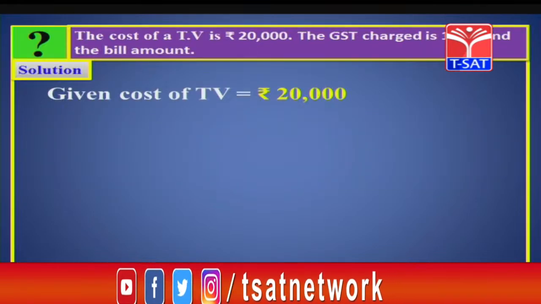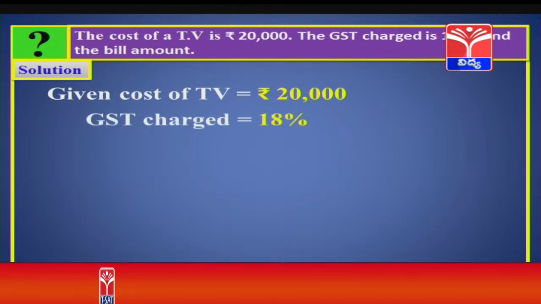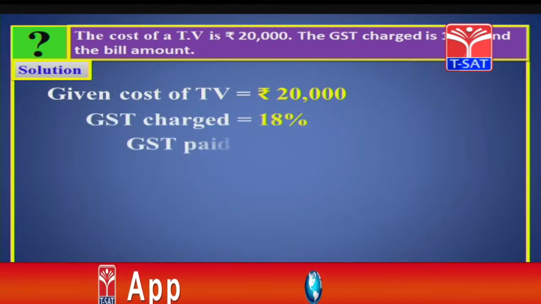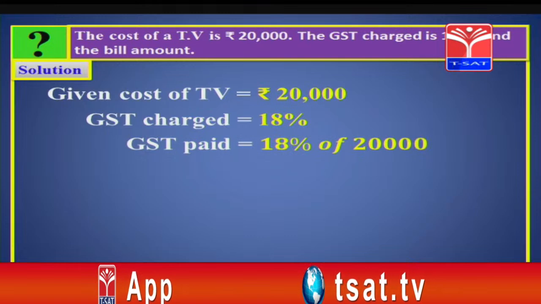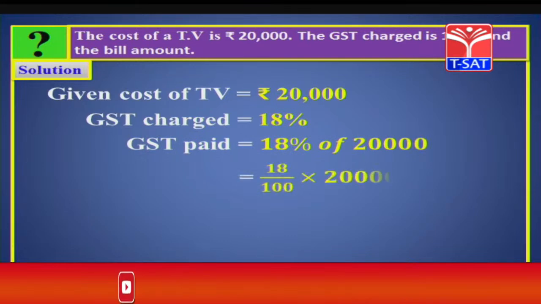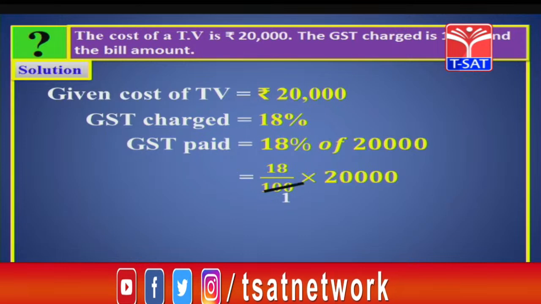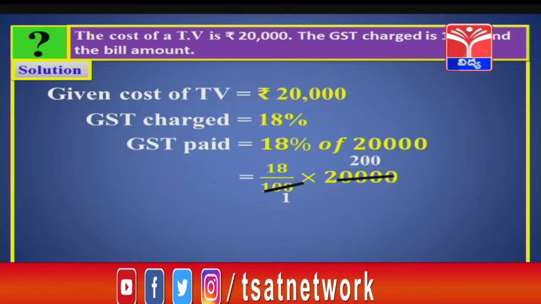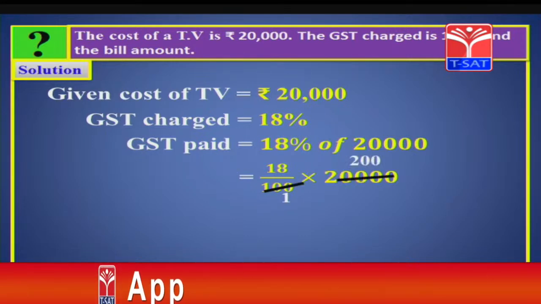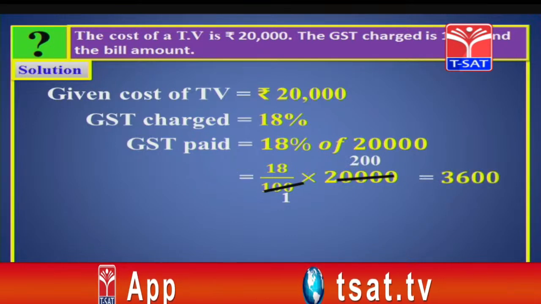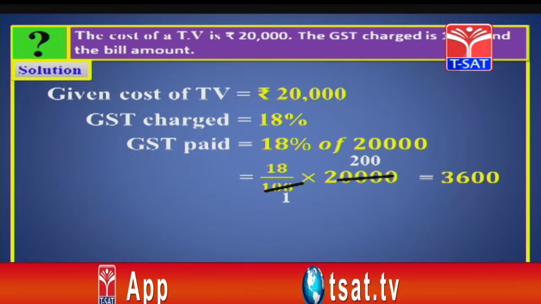Given the cost of TV is 20,000 and the GST is 18%, and the GST paid should be how much? 18% of this 20,000. So, 18% means 18 by 100 into 20,000. 100 goes one time, and in 20,000 100 goes 200 times. So, it is 3,600 rupees. So, this is the GST which has to be paid.